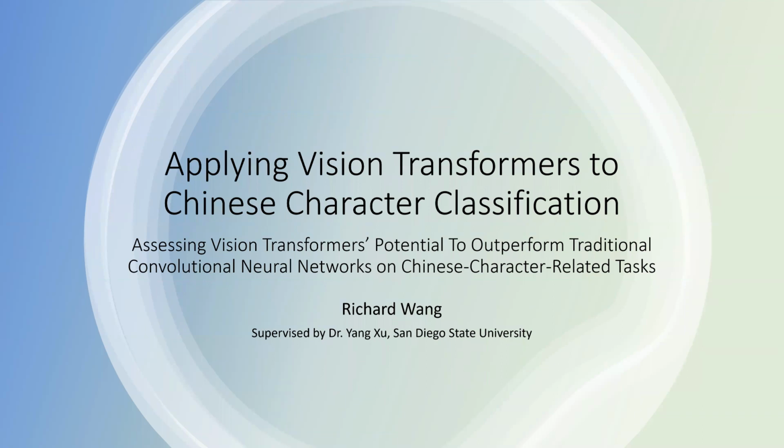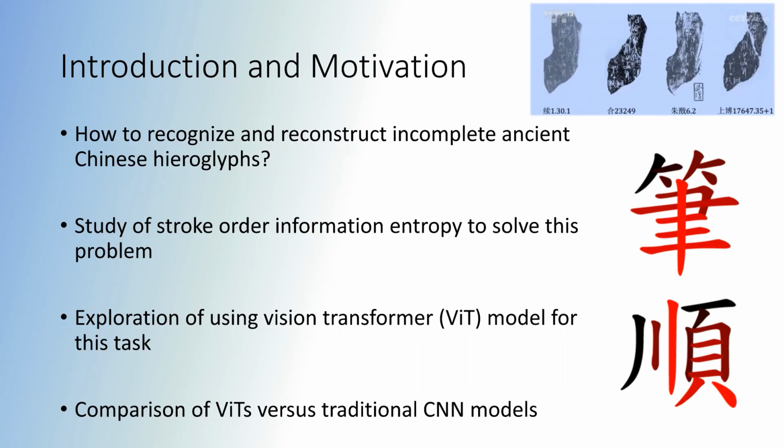I'm a rising high school freshman, and today I'm glad to give a brief overview of my project applying vision transformers to Chinese character classification, assessing vision transformers' potential to outperform traditional convolutional neural networks on Chinese character-related tasks. My project stemmed from the question of how to recognize and reconstruct incomplete ancient Chinese hieroglyphs. This is important for archaeology.